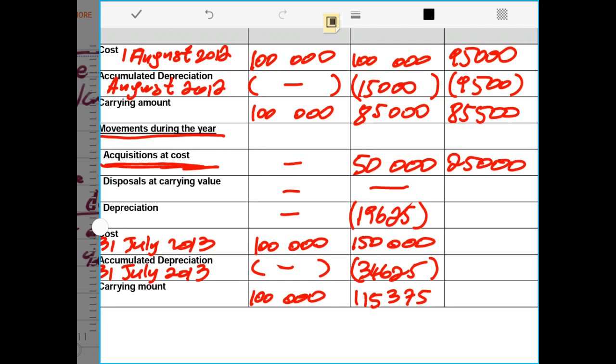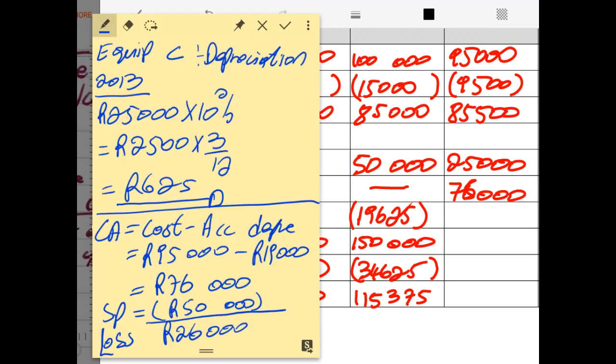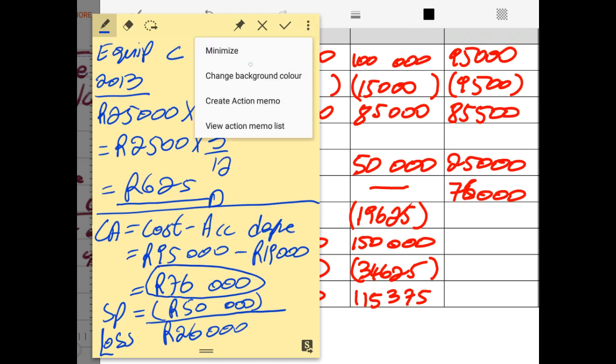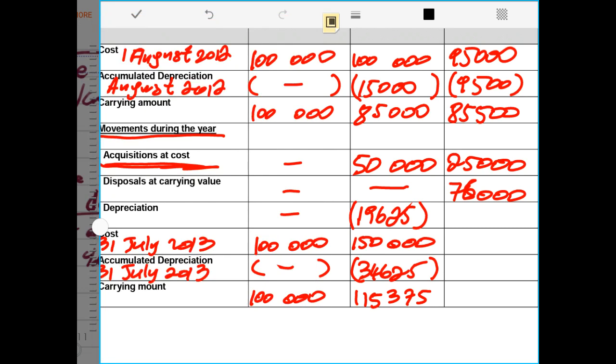Disposal carrying value, yes, we did dispose and sell the old equipment, and the carrying value for the old equipment was 76,000 rands, if my memory still serves me. Let me check if I still have that. Yes, there we go. We said that the carrying amount is 76,000 rands. So now whenever we do the note, we record the disposal at carrying value being 76,000 rands.